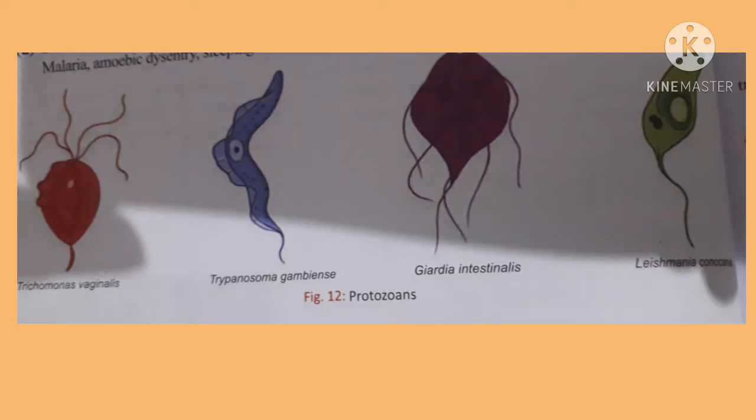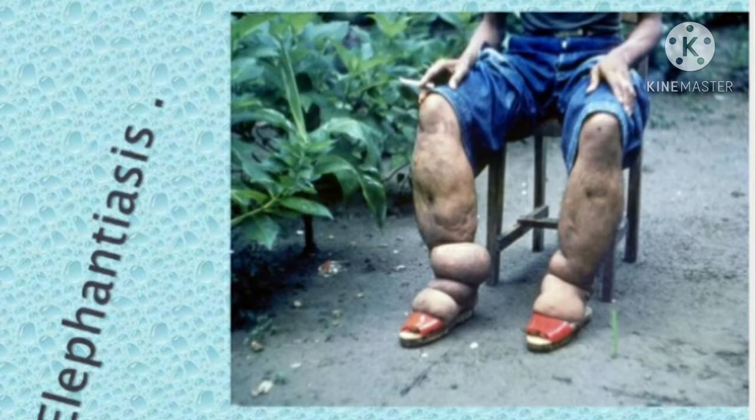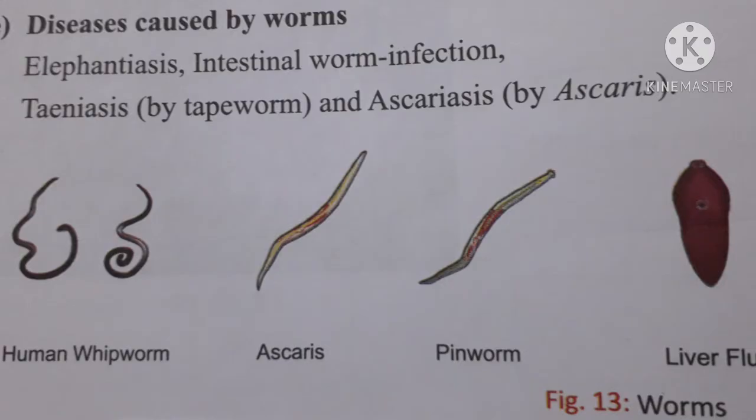Now, children, I will tell you about diseases caused by protozoa: malaria, amoebic dysentery, sleeping sickness, kala azar, etc. Diseases caused by worms: elephantiasis, intestinal worm infection; teniasis, which is caused by tapeworm; and ascariasis, which is caused by ascaris.